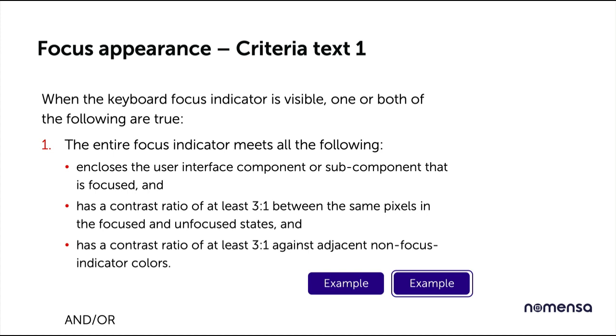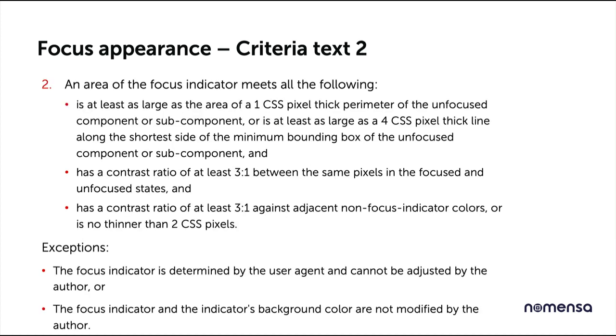And just as an example, that is our dark indicator going around a dark button but separated. So it's enclosing it, it has a change of contrast from white to dark blue, and it has adjacent contrast of white to dark blue. So that's a good example, and if that's okay for you as a focus indicator, do that, job done. However, if you want a different kind of focus indicator, we have to move into option 2.